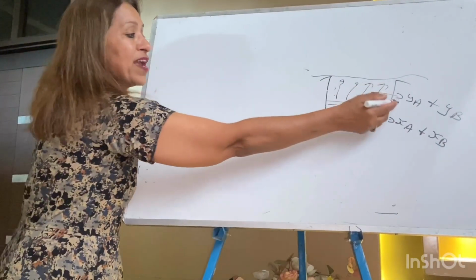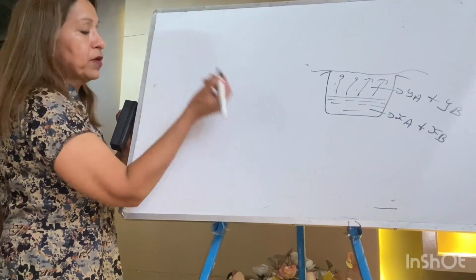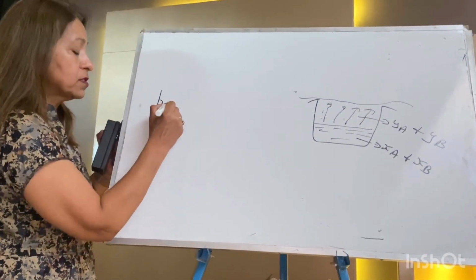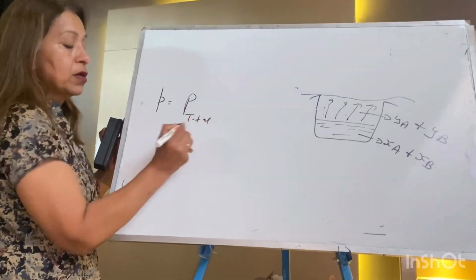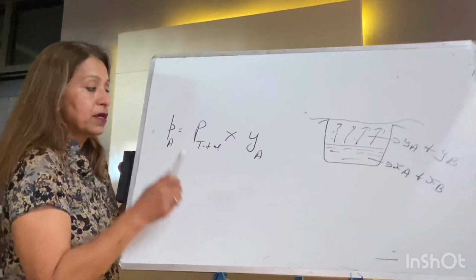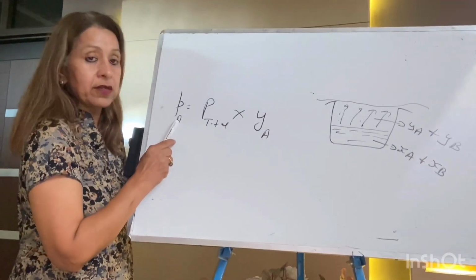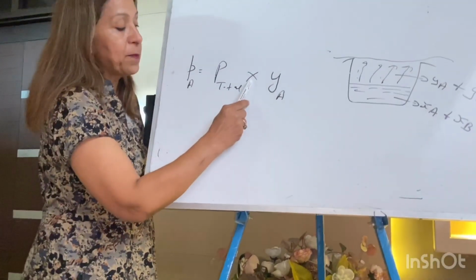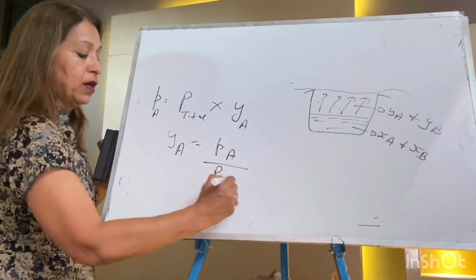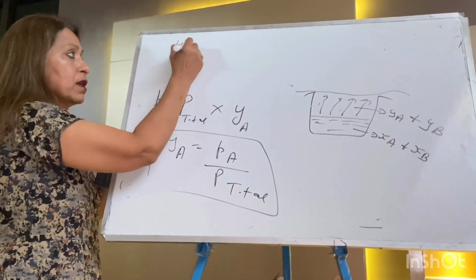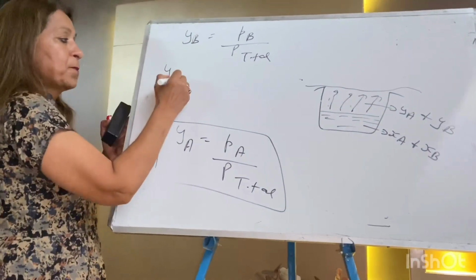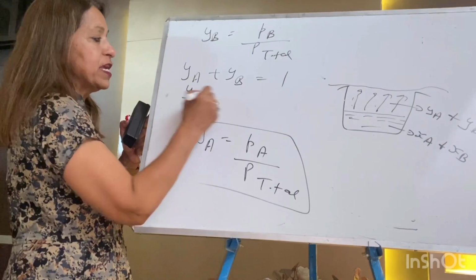Now write down how to calculate YA and YB, using the simple formula of Dalton's law. Dalton said the partial pressure of any component in the vapor phase is equal to total pressure multiplied by its mole fraction in the vapor phase. If it is A, it is A. Again, listen: Dalton's law. Partial pressure of any component in the vapor phase is equal to total pressure multiplied by the mole fraction in the vapor phase. Now you can calculate YA is equal to PA by P total. YB is equal to PB by P total. Or you can write YA plus YB is equal to 1, and YB is equal to 1 minus YA.